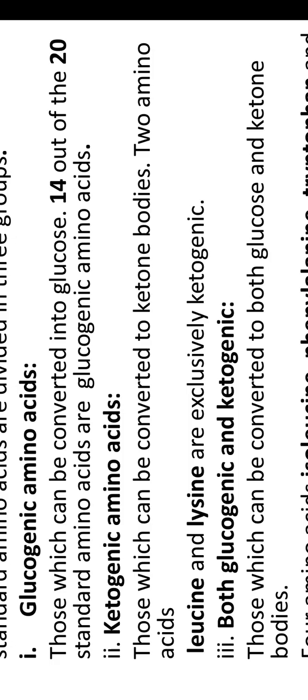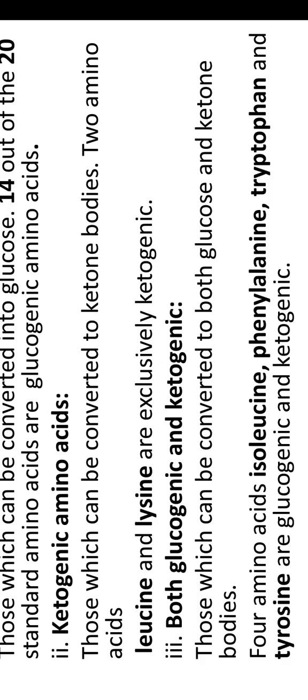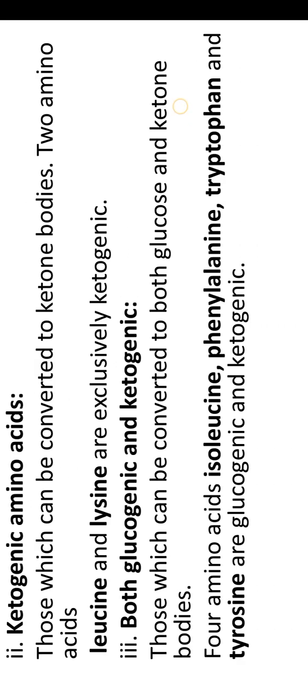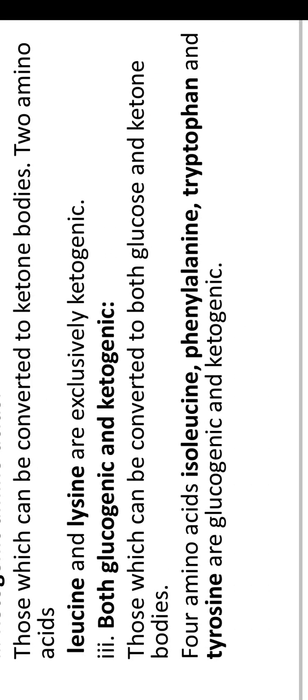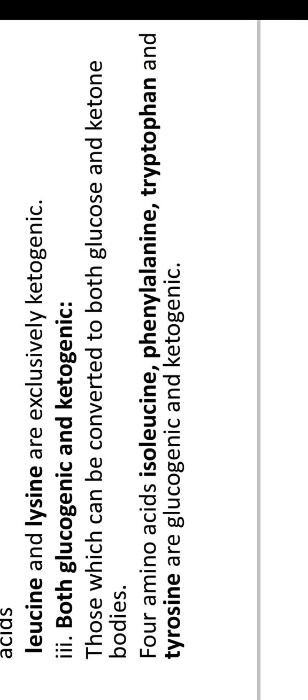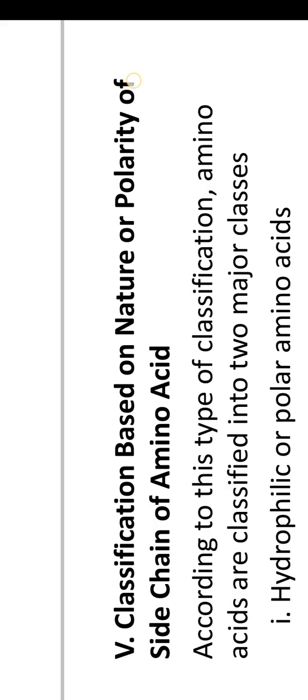And some of the amino acids act as both glucogenic and ketogenic. So they can produce glucose and otherwise ketone bodies. So, examples: isoleucine, phenylalanine, tryptophan, and tyrosine are both, having both characters.